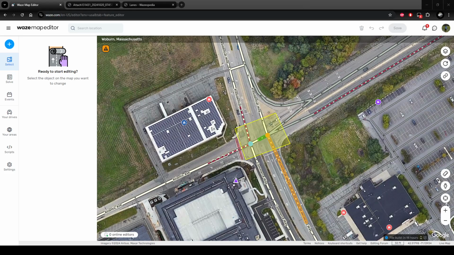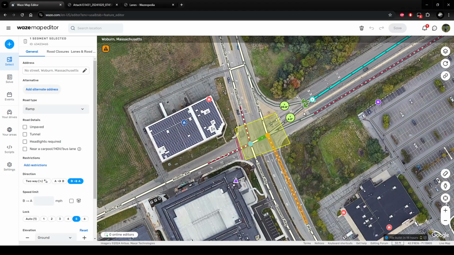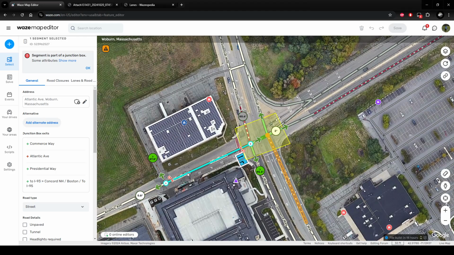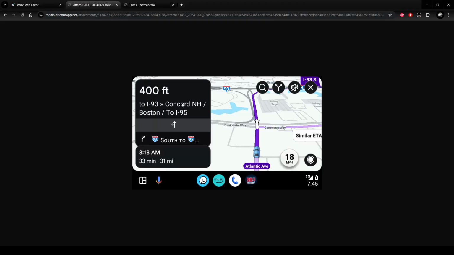Our report actually came from an editor in the New England region here, who was driving. First, they were coming off this off-ramp here and received a keep left when they were going straight across. And from Atlantic Avenue, they had the wrong lane guidance. And we actually have a screenshot here from that direction.